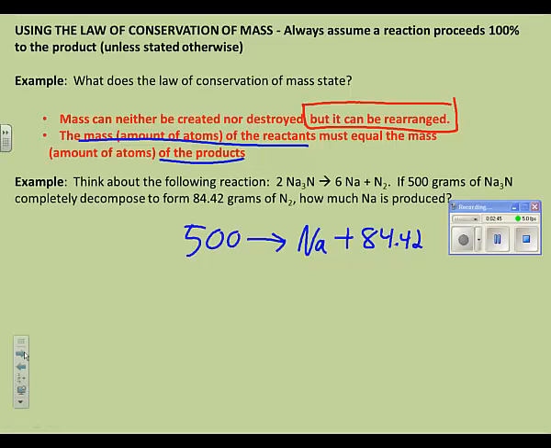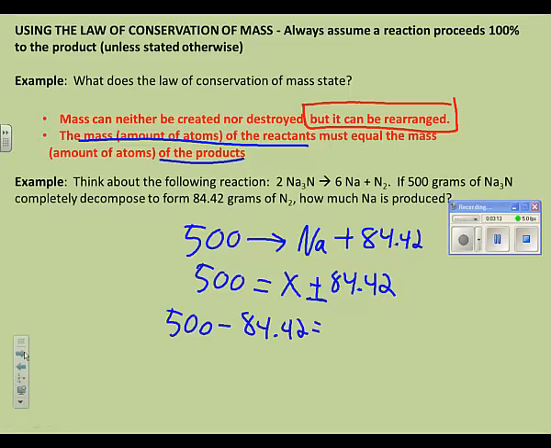And so from here, it's just a simple math problem. We can even rearrange it and write it using equal signs. 500 equals x plus 84.42. So to rearrange this, just use a little bit of algebra. It's added on the right, so you're going to do the opposite and bring it to the left. The opposite of addition is subtraction. So 500 minus 84.42 equals 415.58 grams of sodium. So that's all it is.